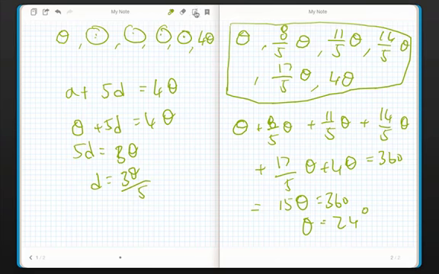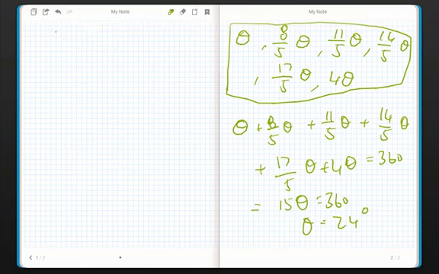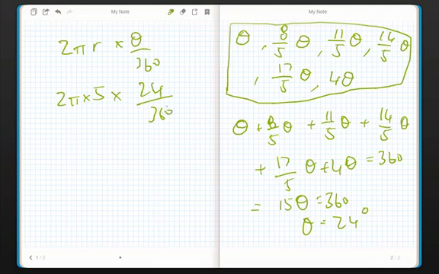Now I'm going to clear this page. I hope you've taken it down. Now that we have found that theta is equal to 24, we can use our equation for the arc length, 2 pi r into theta by 360, to find the smallest arc length. The smallest angle in this case is 24 degrees. We have 2 pi, the radius given as 5, into 24 by 360. So 24 by 360 into 10 pi is equal to 2 by 3 pi. Now that's the arc length.